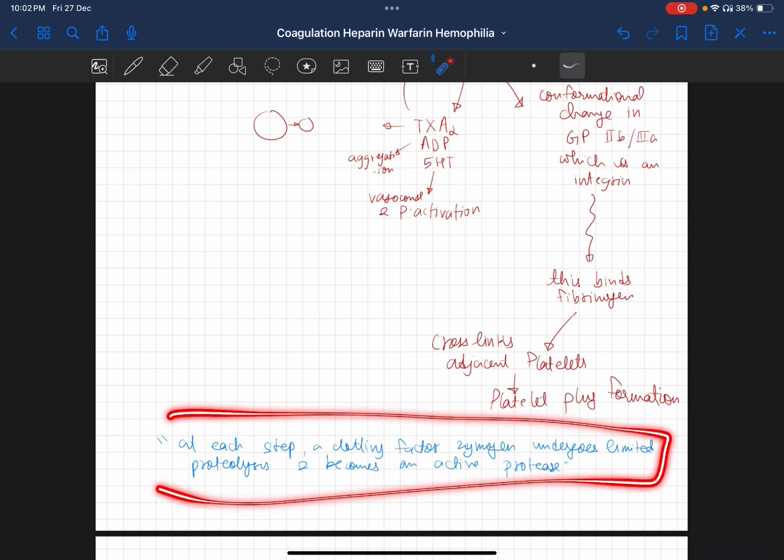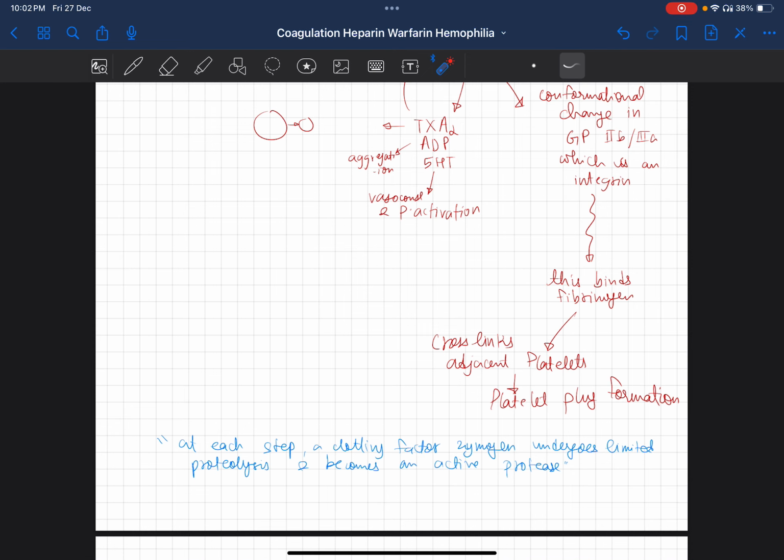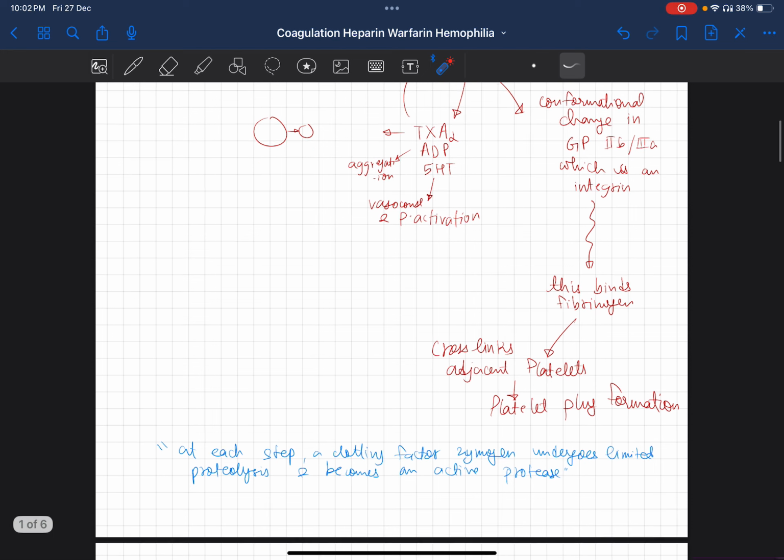At each step, a clotting factor zymogen undergoes limited proteolysis, not full proteolysis, otherwise it will go away. Limited proteolysis, and it becomes an active protease. Your clotting factor will also be called a protease in some books. If you are reading a book, which you will obviously have to after watching this video, you may get confused, so don't.